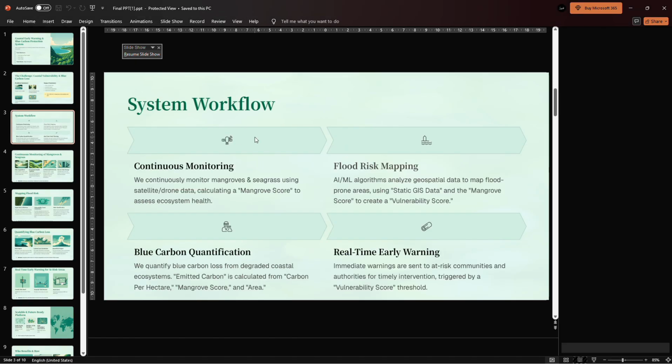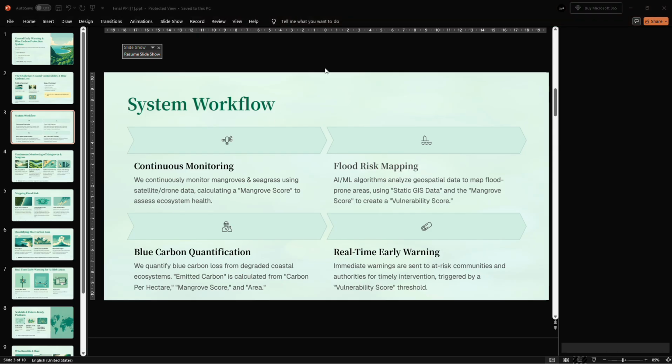That's how our system workflow can be done. What we basically do is continuous monitoring. We continuously monitor mangroves and seagrasses using satellite and drone data, calculating a mangrove score to assess ecosystem health. By the mangrove score, we can easily see which area of land is in danger.